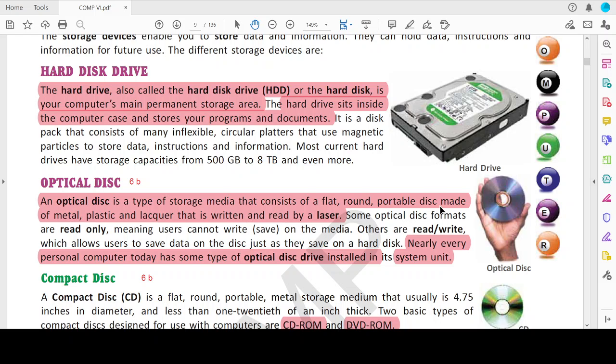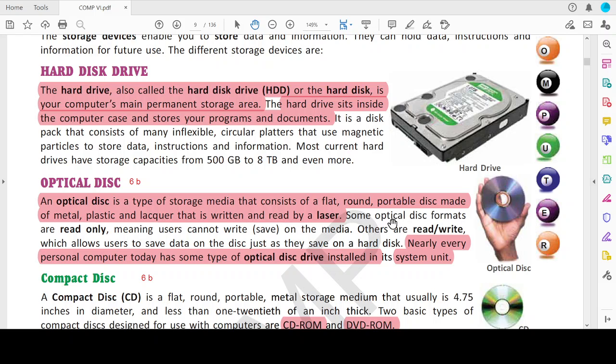So how is an optical disc read? It is read by a laser ray. A laser ray is used for reading the segments of data on the optical disc. And where is the laser ray provided? It is provided by the optical disc drive, that is the CD-ROM drive of your computer.